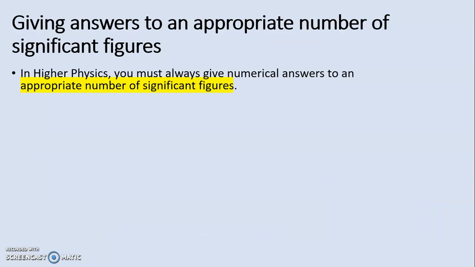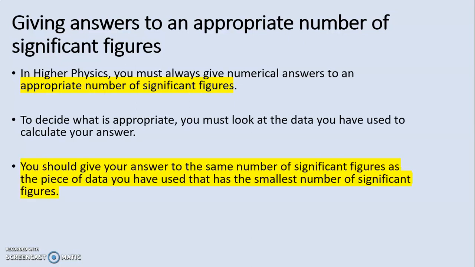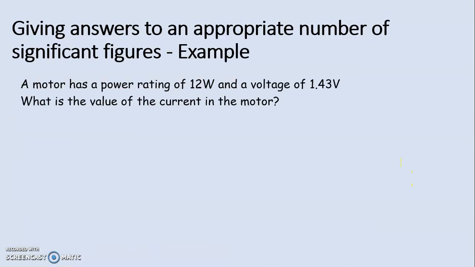So in Higher Physics, we always need to give our numerical answers to what we call an appropriate number of significant figures. To know what's appropriate, you have to look at the data you've used to calculate your answer. You should always give your answer to the same number of significant figures as the piece of data you've used that has the smallest number of significant figures. The reason we do this is because of precision. How precise the data is really impacts on how precise our answer can be. We'll learn a bit more about this when we study uncertainties later on in the year.